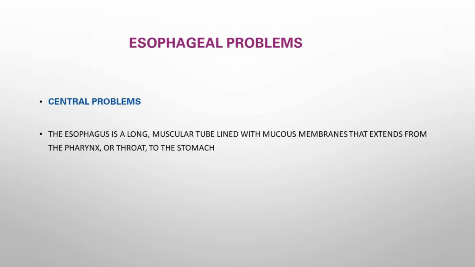The esophagus is a long, muscular tube lined with mucous membrane that extends from the pharynx or throat to the stomach. It is bounded on both ends by circular muscles or sphincters that act as valves to control the food passage. The upper sphincter remains closed except during swallowing, thus preventing airflow into the esophagus and stomach.